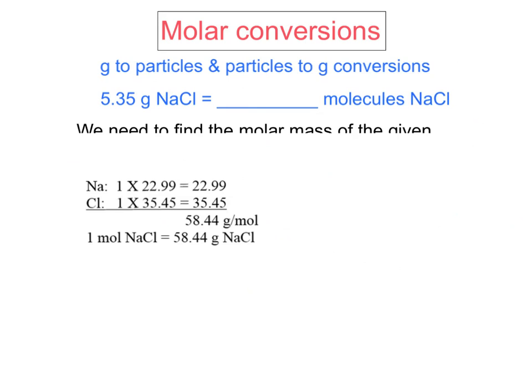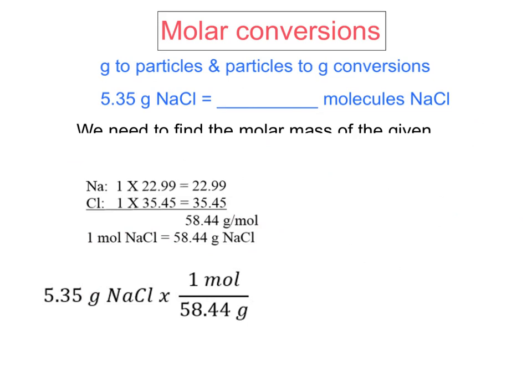Now that we have our two pieces of information, the molar mass and Avogadro's number, we're going to go ahead and start with our given. Okay, we're given 5.35 grams of sodium chloride. Since we have grams in the unit, we need to use molar mass first. And since grams is what we're trying to cancel out, this value in grams goes on the bottom of our conversion factor.